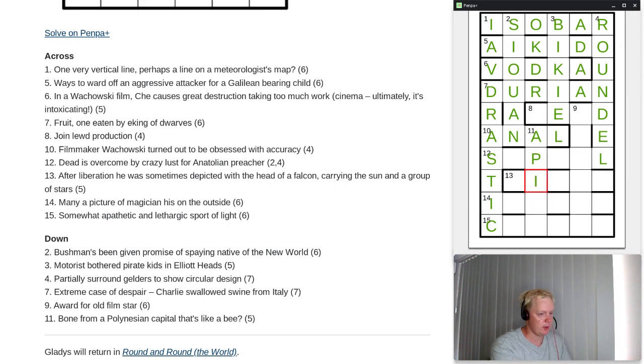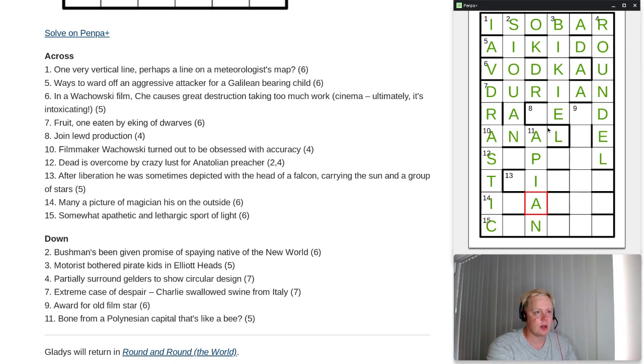And how does that work then? This is a double definition for apian. And Apia is the capital of Samoa. So a person from Samoa is apian. And that's not Bone from a Polynesian capital, but one from a Polynesian capital. So remove the B here and we get apian, a definition for apian.